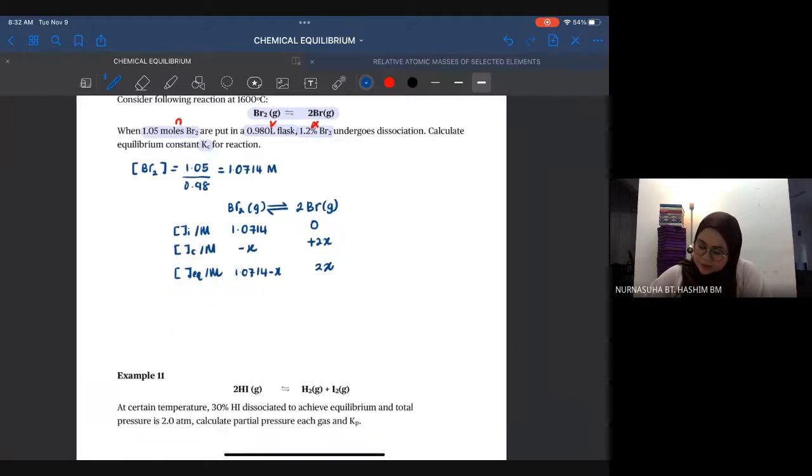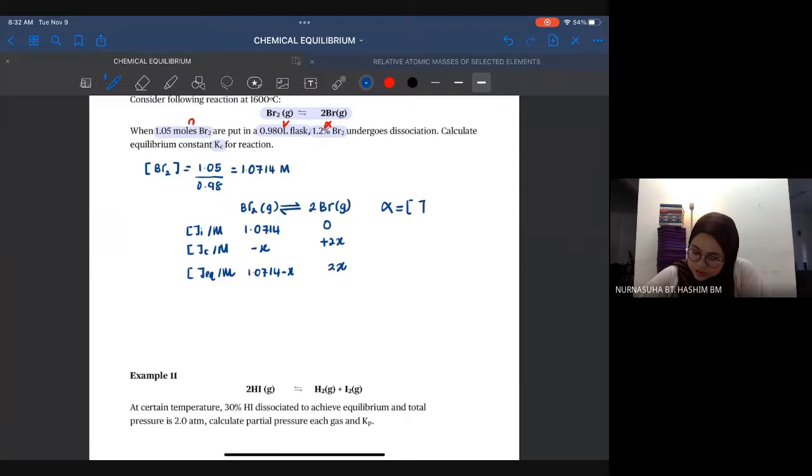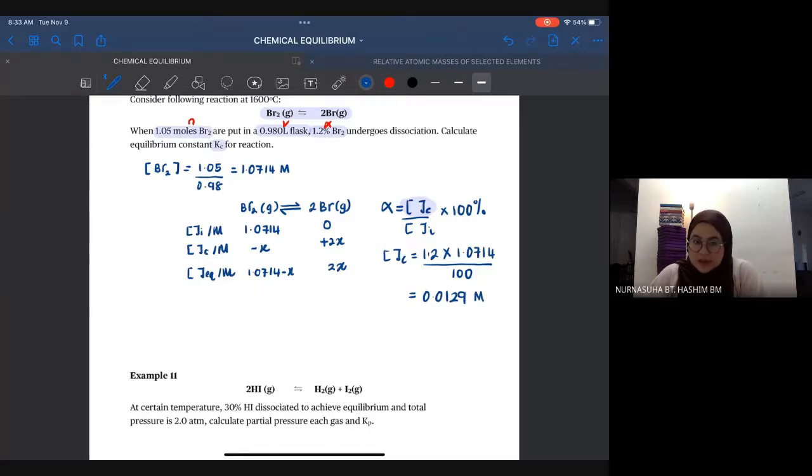Okay, dia bagi alpha. So, alpha equals to change in concentration over initial concentration times 100. So, kita dah tahu initial concentration. Sekarang, daripada alpha tu kita boleh dapatkan change in concentration. So, rearrange the equation awak. So, alpha 1.2 times initial concentration 1.0714 divided by 100. You should get 0.0129. Okay, itulah change of concentration untuk bromine.